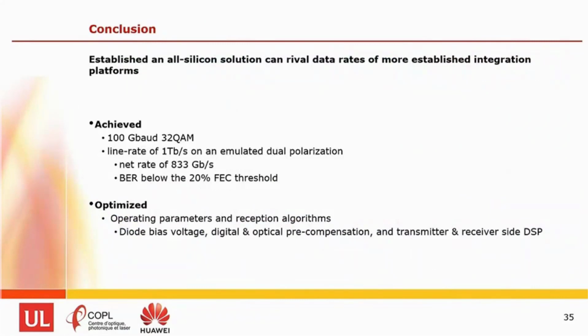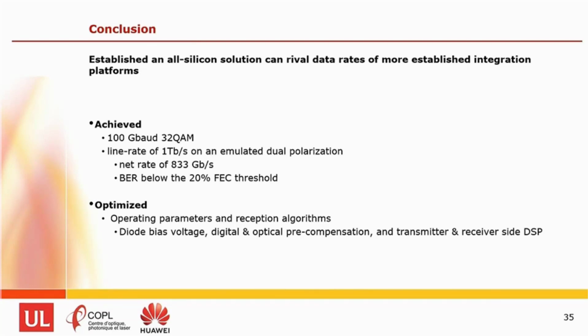So in conclusion, I'd just like to say that we've established that an all-silicon solution can rival data rates of more established integration platforms. We're able to come close to performance demonstrated from those platforms. In particular, we achieved 32 QAM, 100 gigabaud. The line rate was 1 terabit per second, and if we take into account the 20% overhead for FEC, we get a net rate of about 833 gigabits per second from the all-silicon modulator.